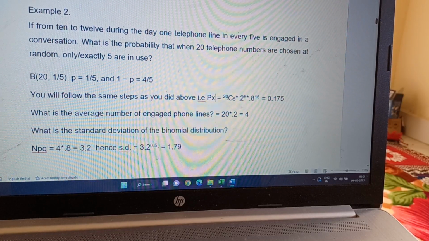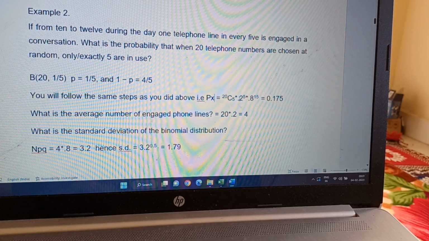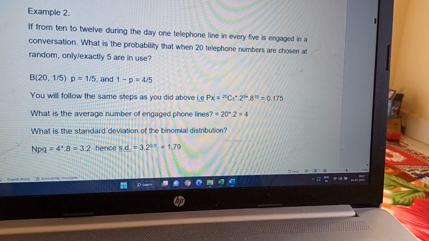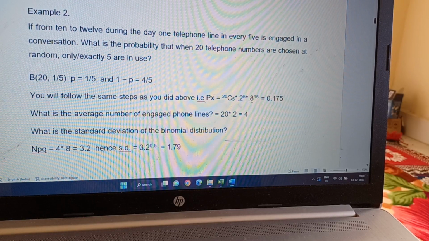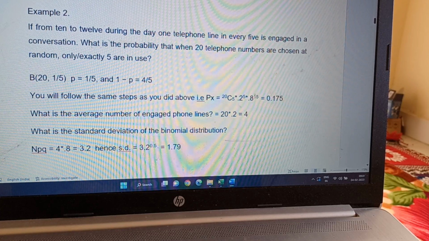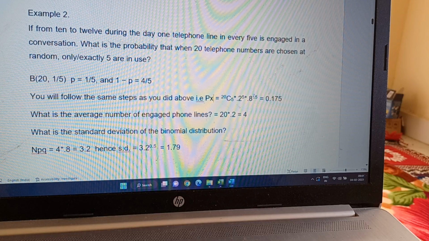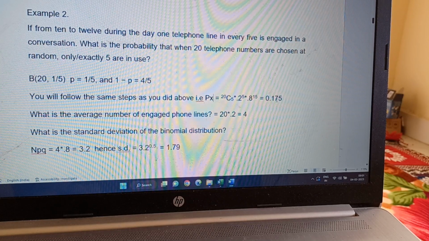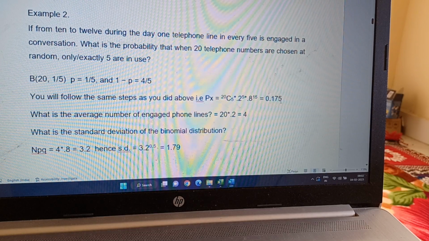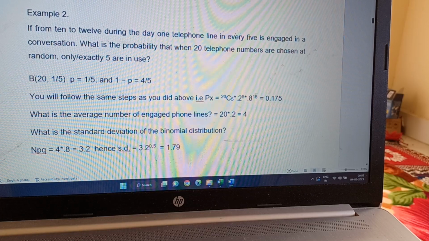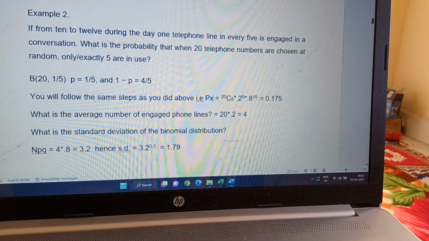So the total number of ways is 20 choose 5 and then 0.2 is the probability, so 0.2 to the power 5, which is x, and 0.8 is the probability of failure, so 0.8 to the power n minus x. So n minus x is 20 minus 5, which is 15, and we get 0.175. So that is our answer. I hope you got it very clearly since I had explained many examples in the previous page.